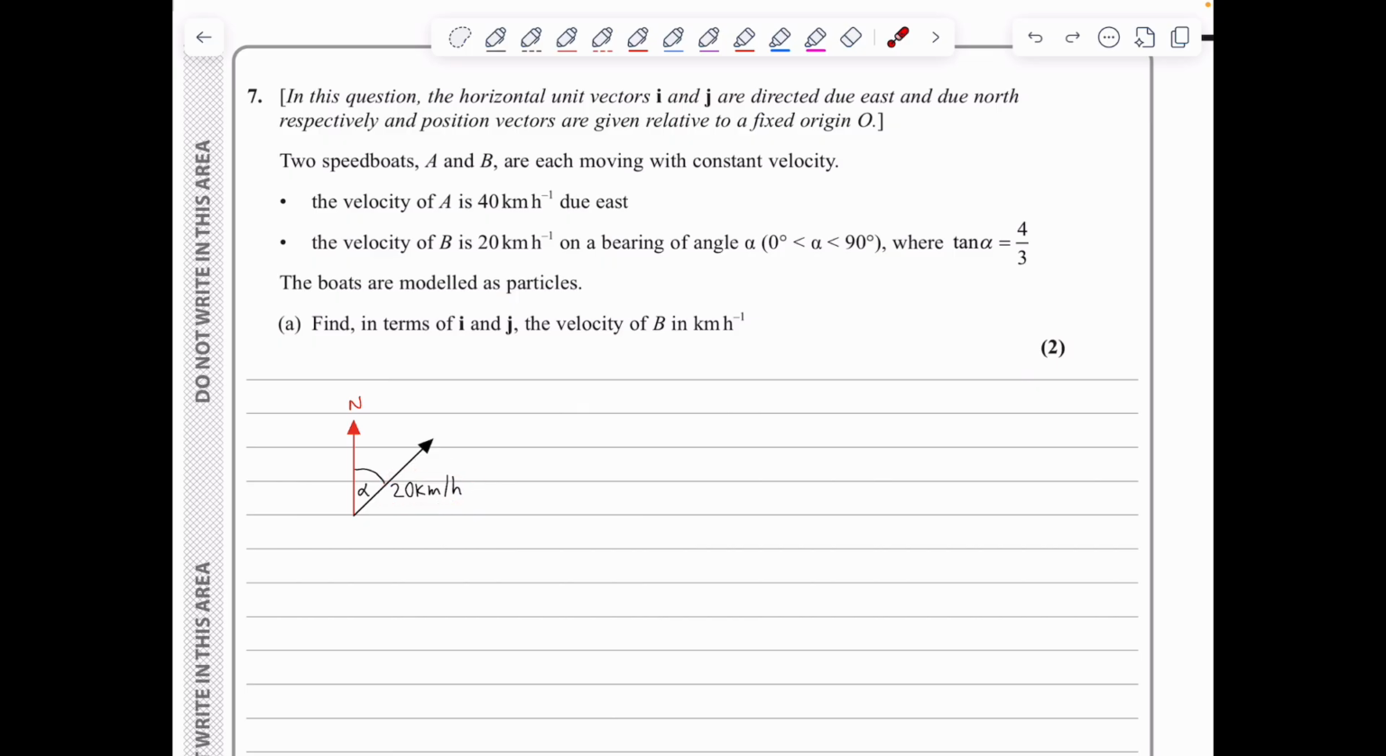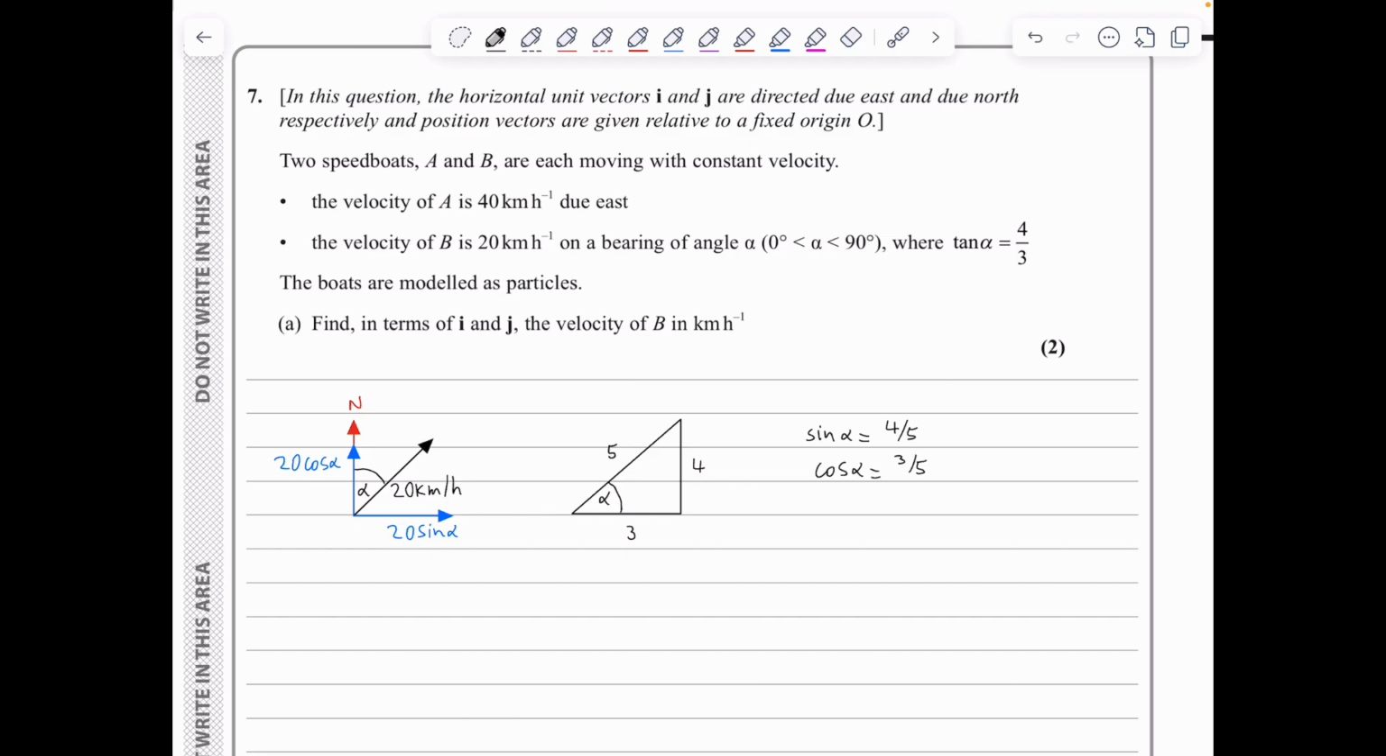So the horizontal component is 20 sine alpha and the vertical is 20 cos alpha. And using the fact that tan alpha is 4/3, we can draw a right angle triangle. Tangent is opposite over adjacent, so we're looking at a 3, 4, 5 triangle, and therefore we've got that sine of alpha is 4/5 and cos of alpha is 3/5.